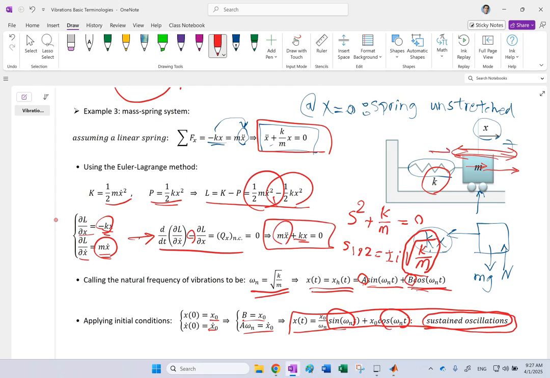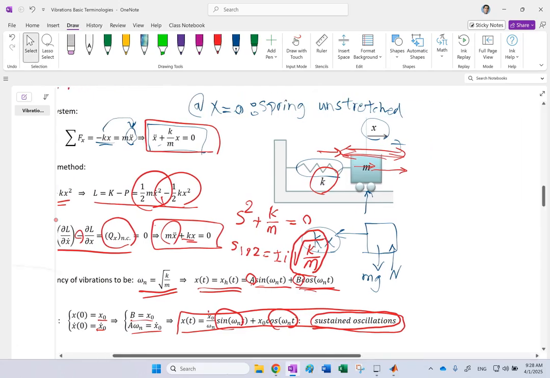And there is nothing to inject energy into the system, so the amplitude will not change. It's not going to increase, it's not going to go down, because there is no non-conservative force in the system. If there was, depending on whether they inject energy or eat away the energy, you'll see the amplitude of the oscillation get bigger or smaller. In this case, the amplitude of the oscillation is not going to change.